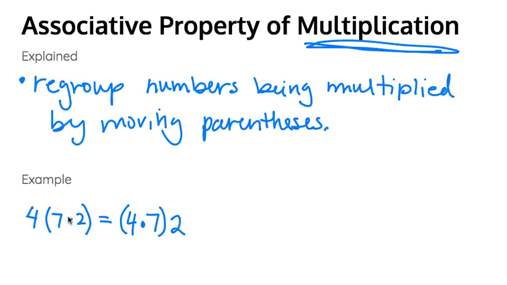And if I follow the order of operations, on the left, I end up with 4 times 14, which equals 56. And on the right, if I follow the order of operations, I get 28 times 2, which equals 56. So regrouping the numbers together, or changing the grouping, does not change the answer.